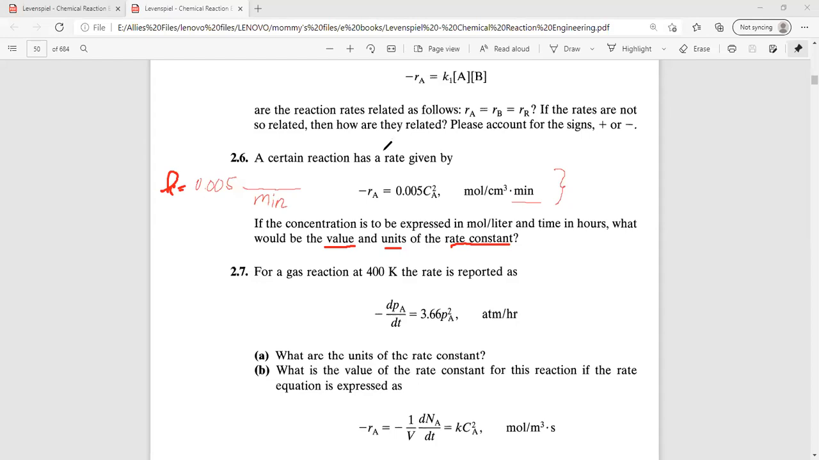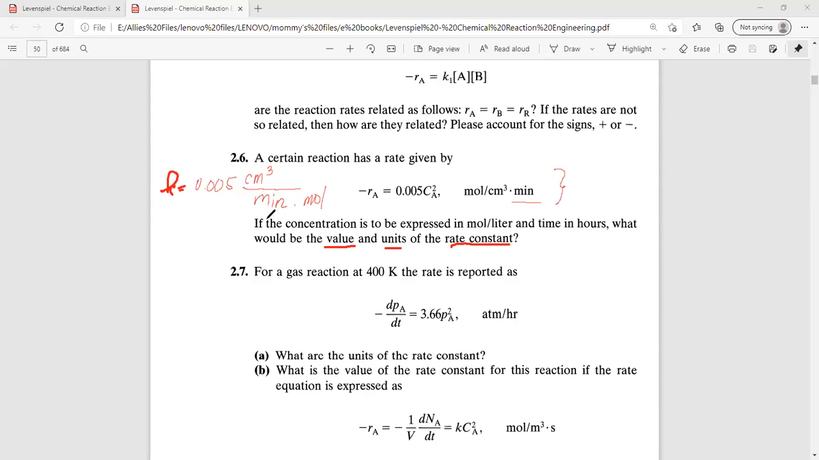Meter cube per mole minute. Correct. So it's cubic centimeter per mole. If you multiply cubic centimeter per mole by mole per cubic centimeter quantity squared, you will have this as the result. The unit for time, which is in minutes, is already in here. So this is your original K.